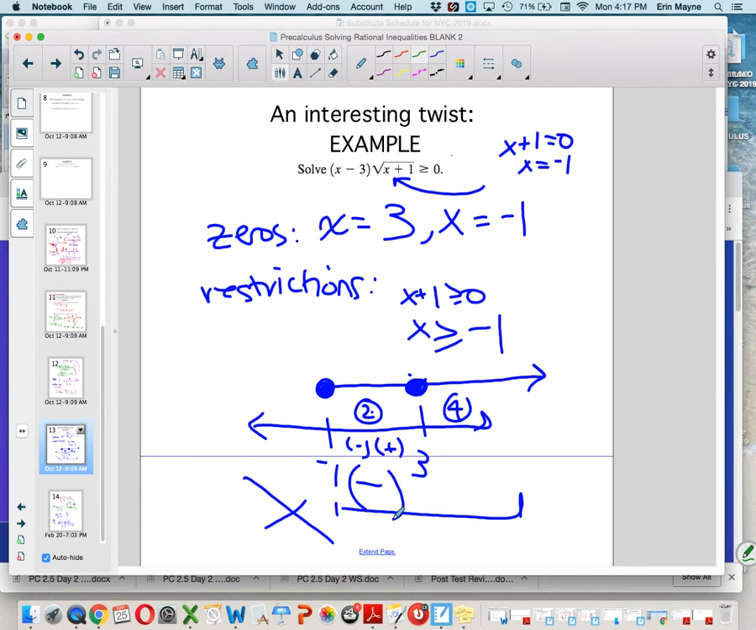If I pick the number 4, I can do 4 minus 3 is 1. That's a positive. 4 plus 1, square root of that is positive. This is positive. I'm looking for where this is greater than or equal to 0.